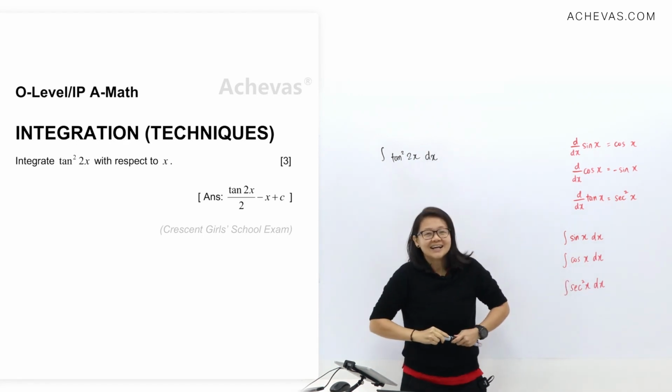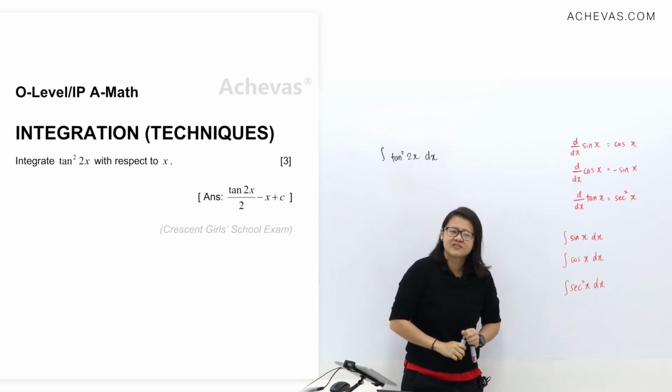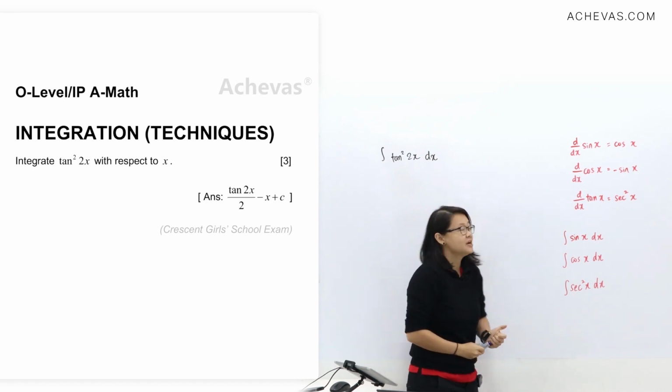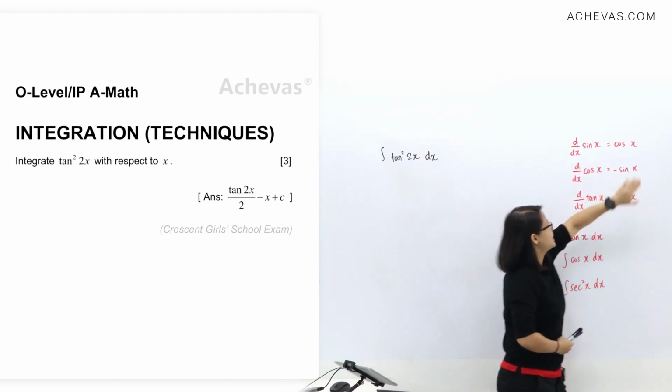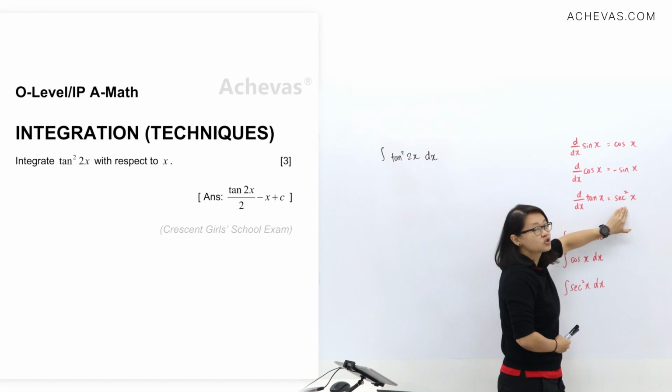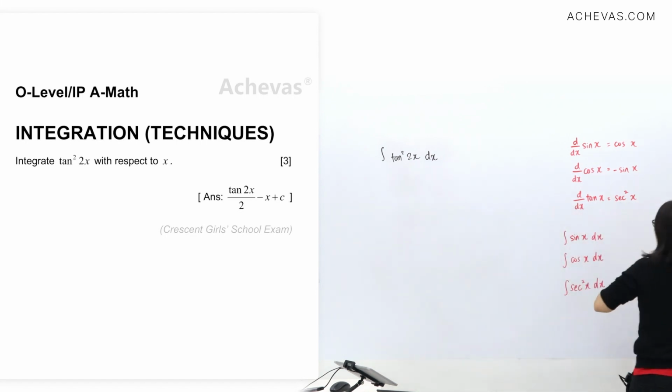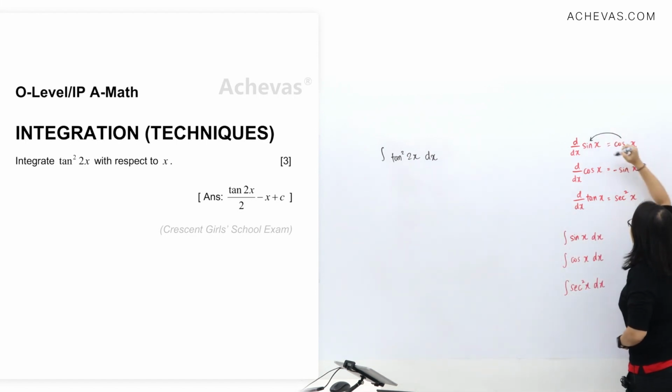Next, let us revise some of our differentiation results from trigonometry. We have differentiating sine, cos, and tangent. The result is going to be cos, negative sine, and also secant square. So integration is the reverse. So if you integrate, you will get this.